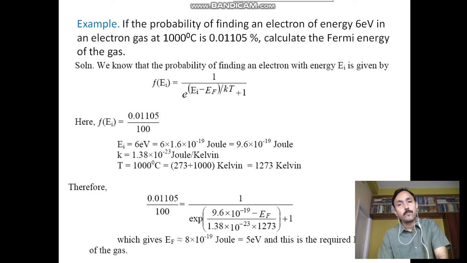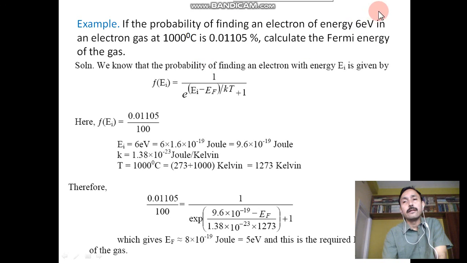Come to the next problem. There is a twist from the earlier problem. Here the probability is given. If the probability of finding an electron of energy 6 electron volt in an electron gas at 1000 degrees centigrade is 0.01105 percent, calculate the Fermi energy of the gas. So here this Fe is supplied. Fe is equal to 0.01105 by 100.